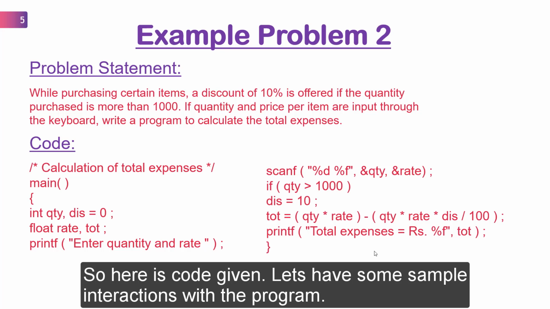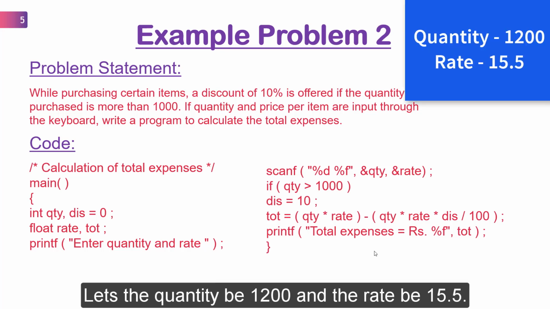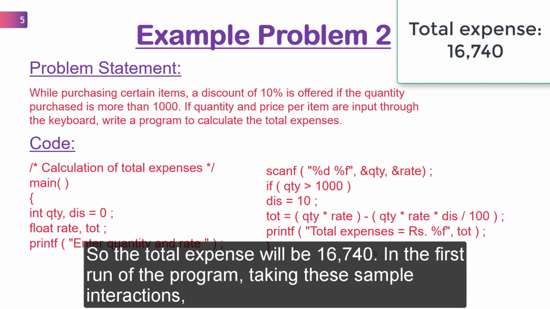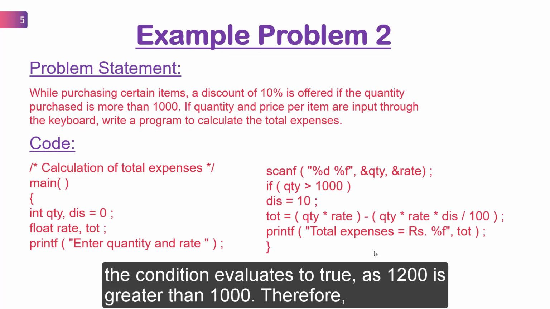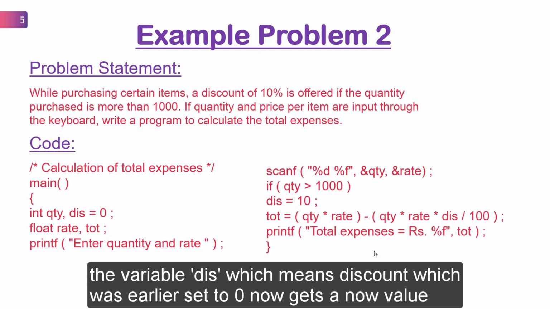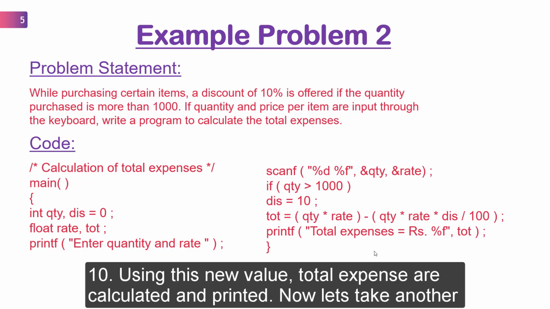Let's have some sample interactions with the program. Let the quantity be 1200 and the rate be 15.5. So the total expense will be 16,740. In the first run of the program, taking these sample interactions, the condition evaluates to true as 1200 is greater than 1000. Therefore, the variable dis, which means discount, which was earlier set to 0, now gets a new value 10. Using this new value, total expenses are calculated and printed.